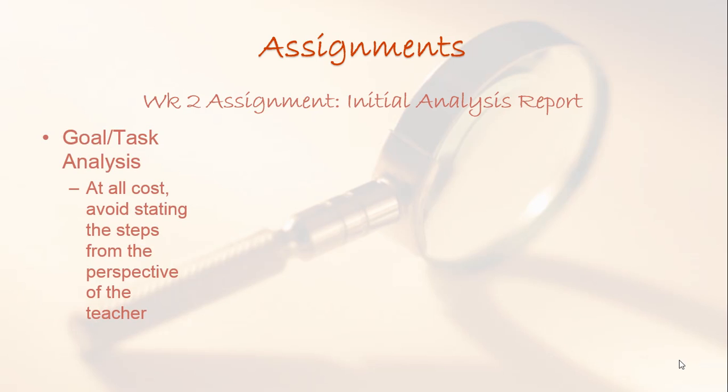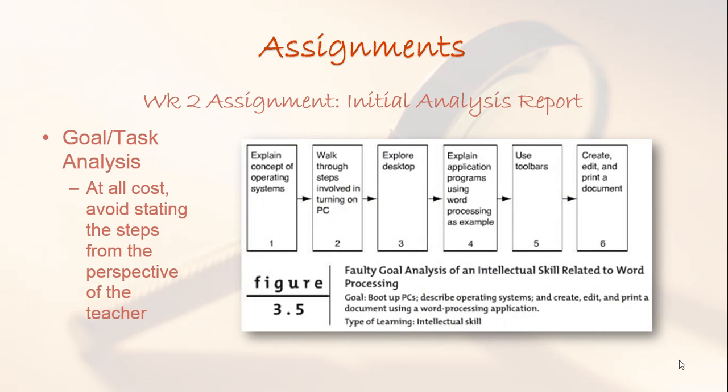Now, at all costs, avoid stating the steps from the perspective of the teacher. You're not going to do a goal task analysis that lists the activities that the teacher will do. This part must be about what the learner will do. And so here you have an example which appears in the textbook. Figure 3.5 shows you a faulty goal analysis.